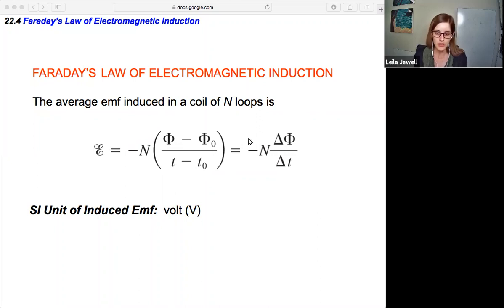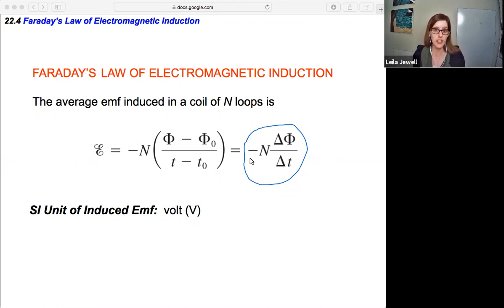Or more compactly, you can write it as the EMF is equal to negative times the number of loops N times the change in magnetic flux divided by the change in time. This is a really powerful statement, and you'll notice it's very similar to what we derived in the motional EMF section. This is just a more general expression. It includes if we have more than one loop as opposed to just a single loop. And the negative sign also has to do with the direction of that induced EMF, which is something we'll see even more of as we continue.